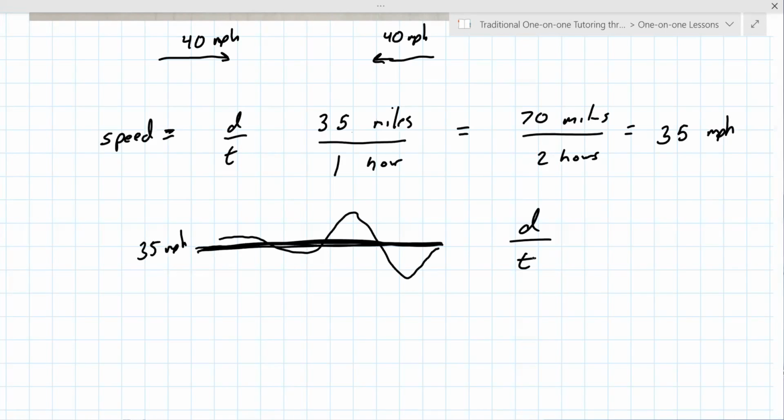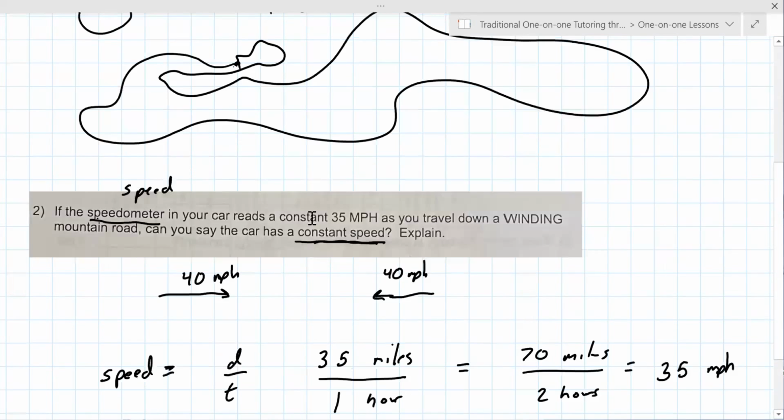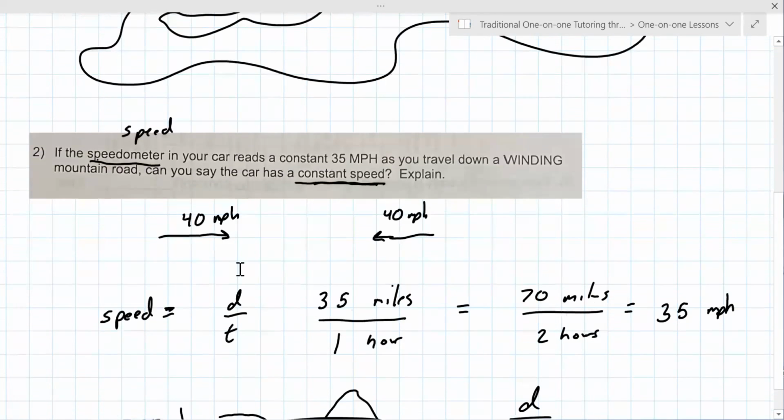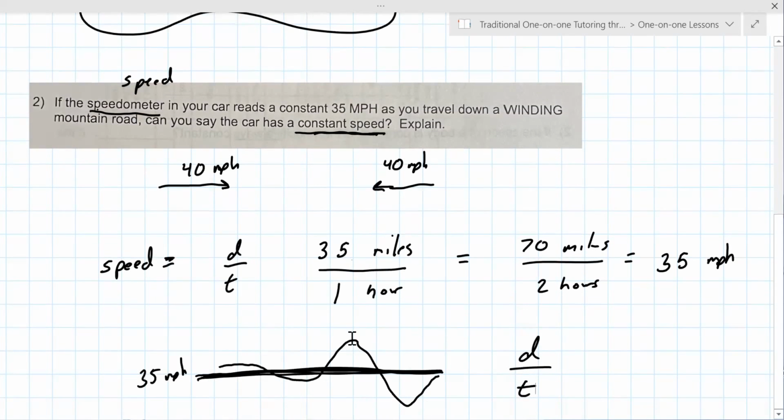I think what they're trying to get you to say, the instructor's looking for something here where you explain that speed doesn't take into account whether you went up, down, left, or right. It just takes into account how far you went and how long it took you. It doesn't take into account whether you actually went that speed the whole time. So your car might read 35, but it also might read 36 or 34, or might go up to 38, or if you're going up a hill, might read 32. The car has a constant speed over the duration of the trip. Maybe that makes more sense.